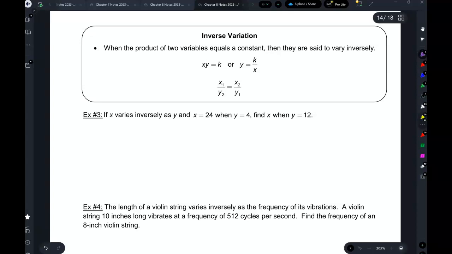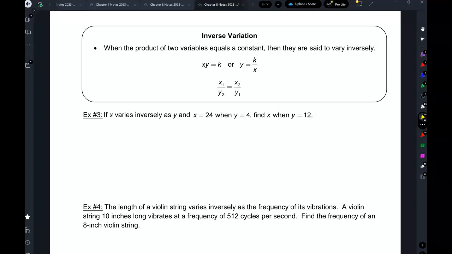Okay, now let's talk about inverse variation. Inverse variation is exactly what we're talking about, but opposite. This is when if you double x, y gets divided by 2. So as one increases, the other one decreases. And the reason why I was talking about gas laws before is because temperature and volume follow direct variation, and pressure and volume follow inverse variation. But you'll see that.